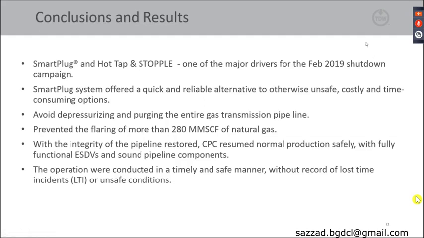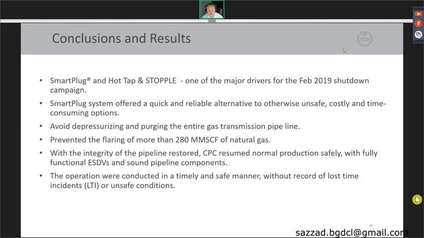Okay, so some conclusions. The pipeline isolation with the smart plug and hot tap and stopper was one of the major drivers for the February 2019 shutdown campaign. The smart plug system offered a quick and reliable alternative to otherwise unsafe, costly, and time-consuming options.